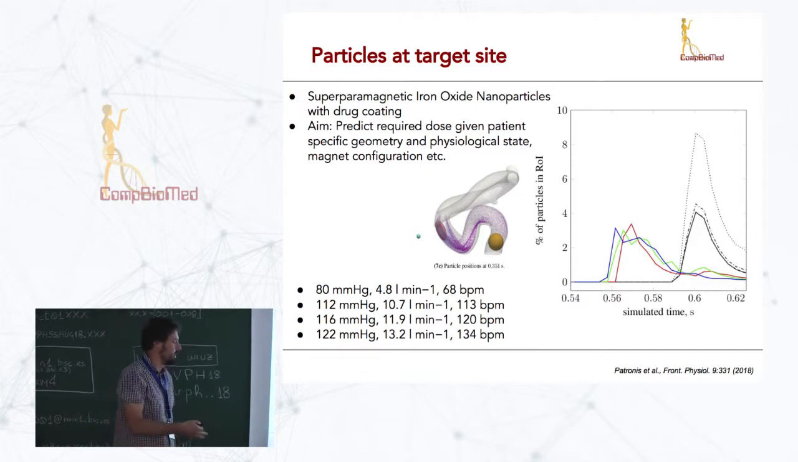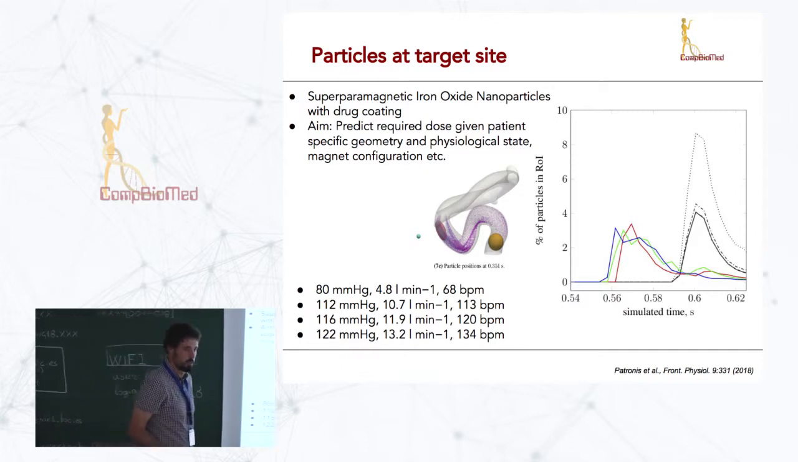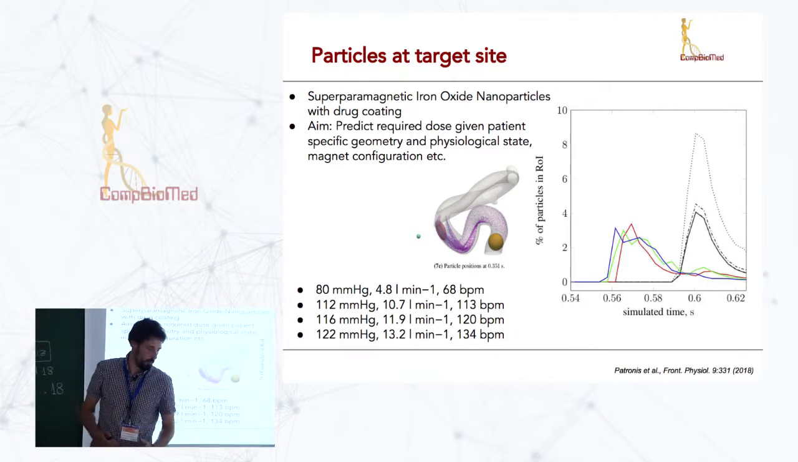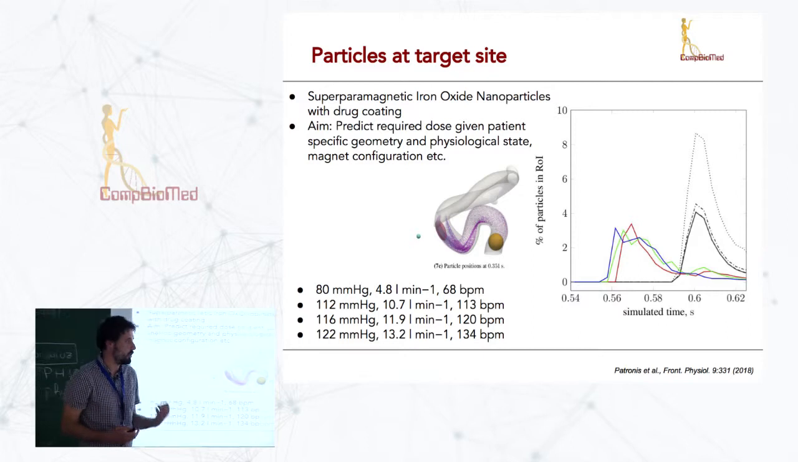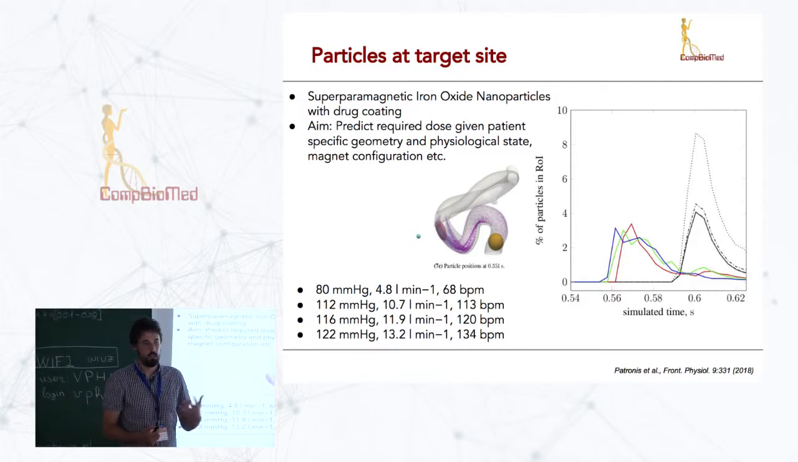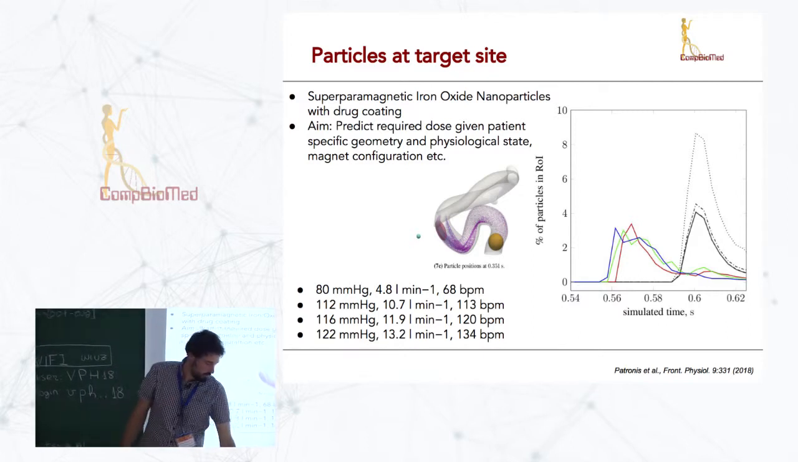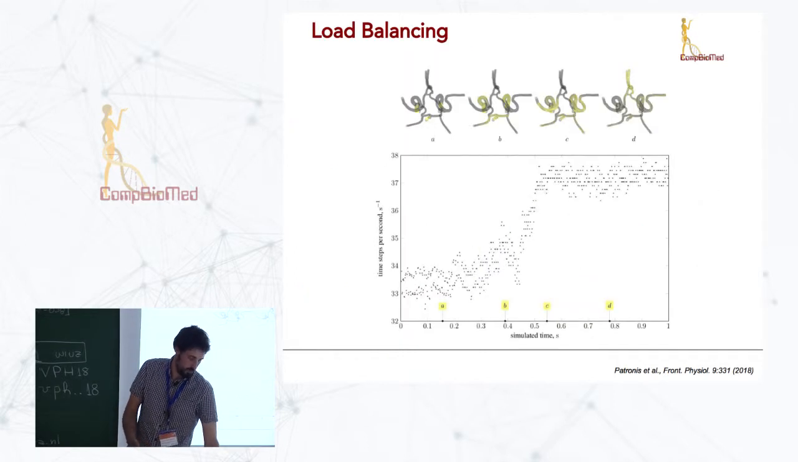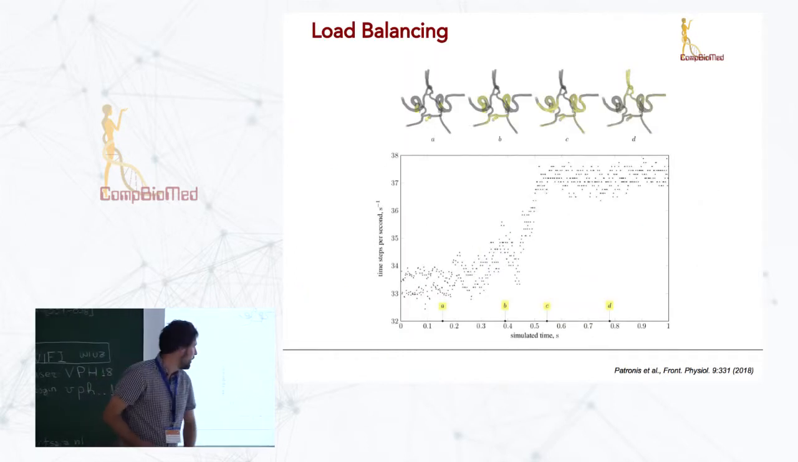So the idea is eventually that you would know from just looking at all this data you already have about the patient, you'd be able to estimate how strong the magnet should be, where the magnet should be for a given target site, what characteristics of particles we should use, this kind of thing, and then estimate the fraction that will actually reach the target site.